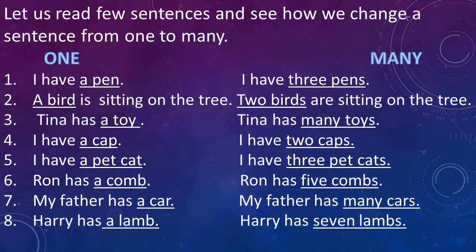Harry has a lamb means one lamb. Harry has a lamb. Harry has seven lambs. Seven is more than one, so it means it is many. So I will write lambs by adding S. Now children, you are going to read these sentences and practice them regularly by reading them loudly.